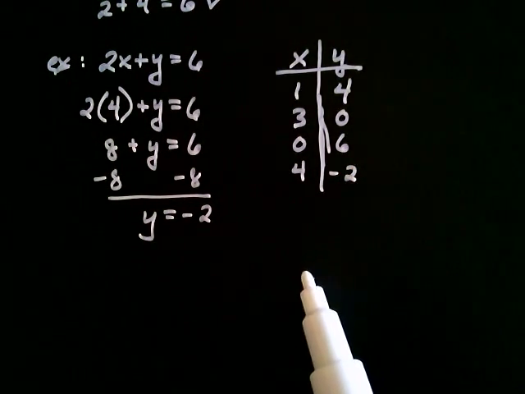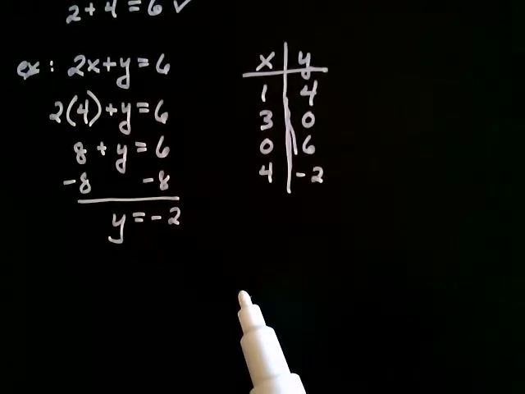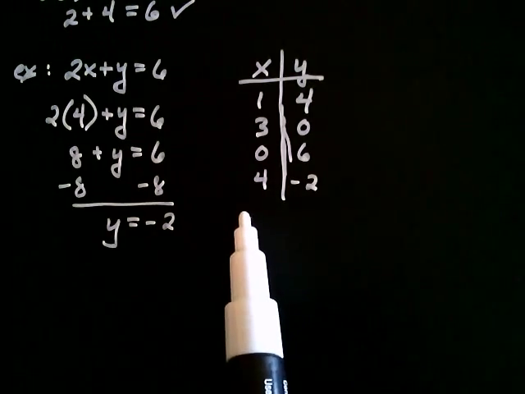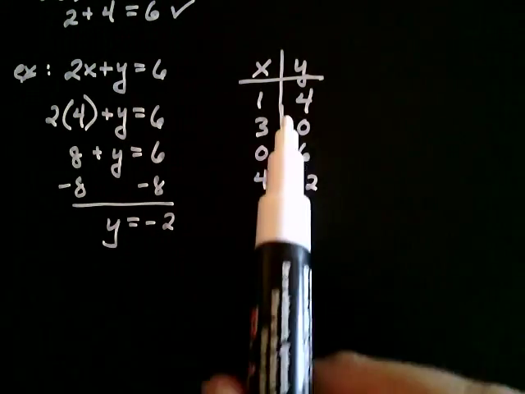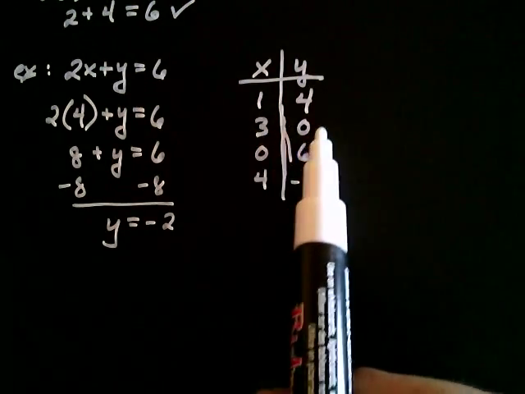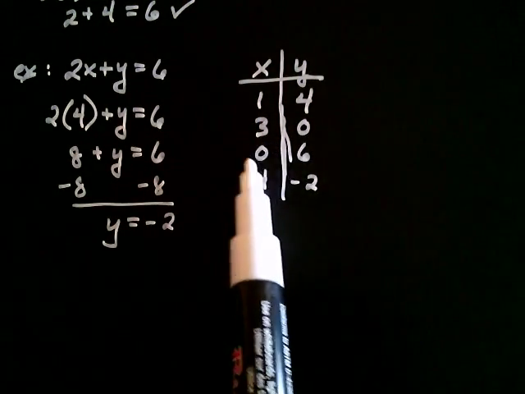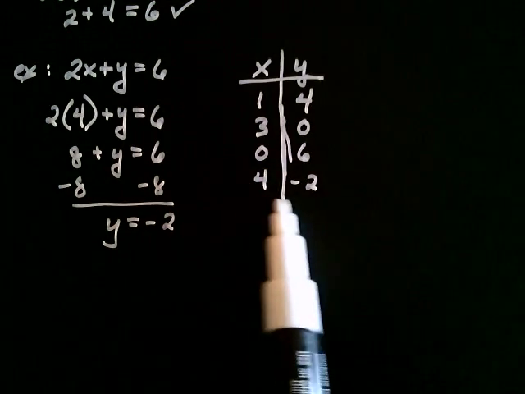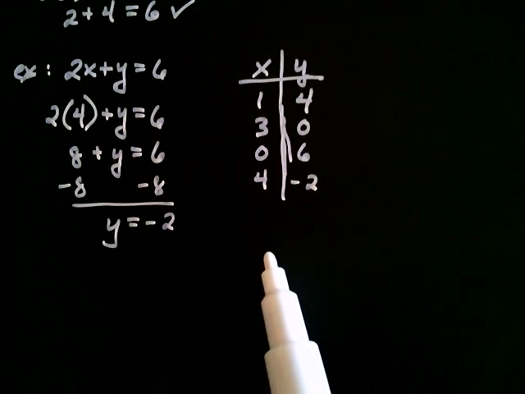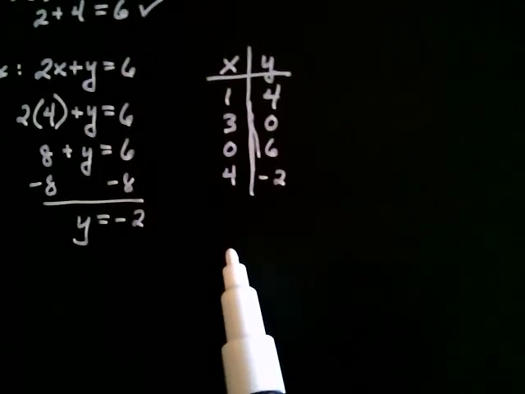Now, what do I have at this stage? How many solutions? Remember, a solution is a pair of numbers. So 1, 4 is one solution. 3, 0 is a second solution. 0, 6 is a third. And 4, negative 2 is a fourth solution. So I have 4 solutions, and each solution is a pair.